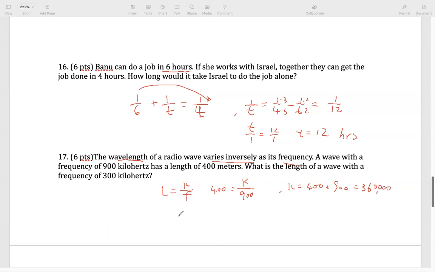So now what is the length of the wave when the frequency is 300? K now we know is 360,000. When we divide, we can both divide by 1,000. Now we have 3 goes into 12, 4 times. So we have 1,200. So the length would be 1,200. And that's it. So that's the solution for today's exam, example 3.